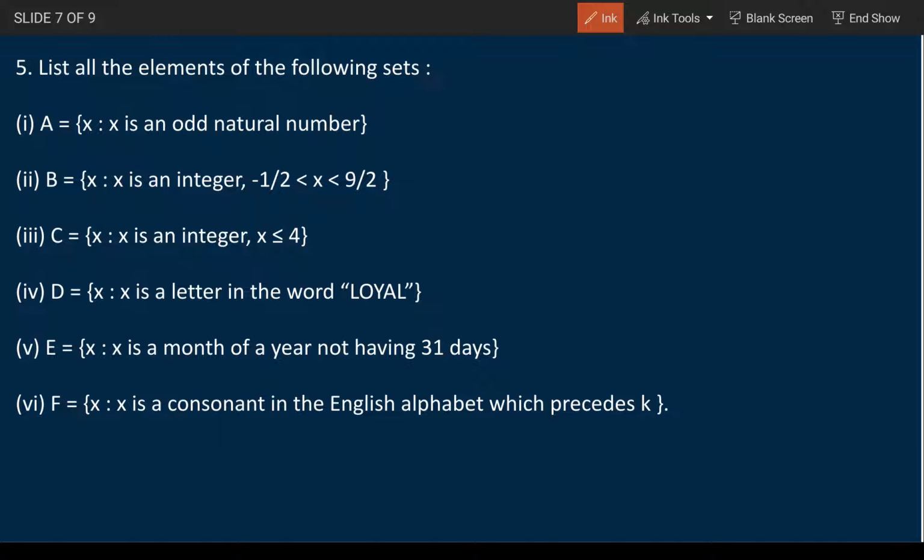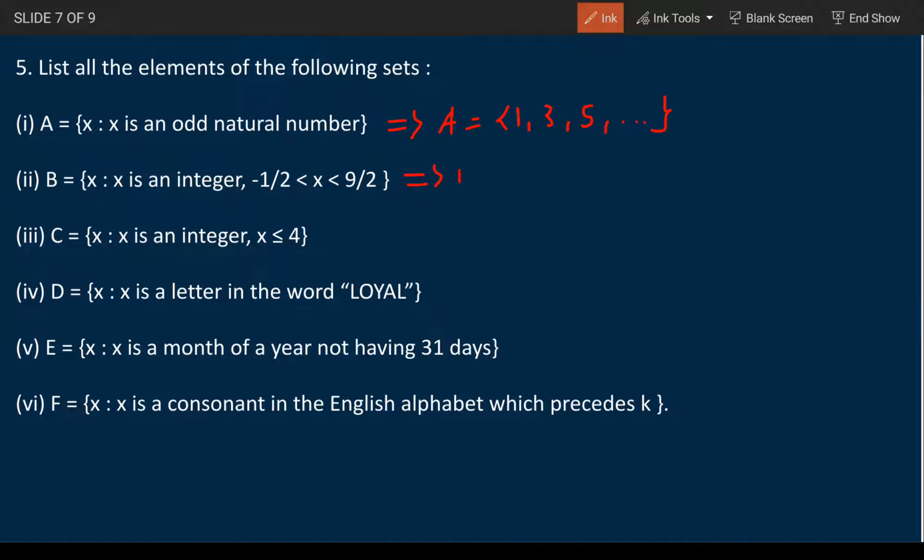Fifth question, list all the elements of the following sets. So we have to convert into roster form and write all the elements which belong to this set. We have the first question. A is equal to x, x is an odd natural number. Odd natural number means 1, 3, 5 and so on to infinity.